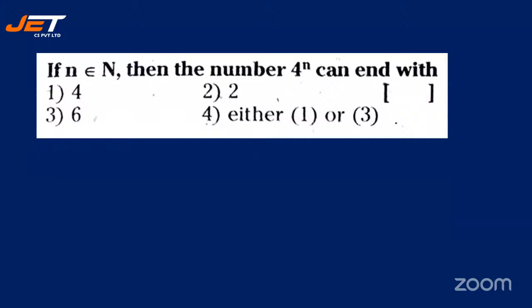All right, now let's see here. It is N is a subset of W is a subset of Z is a subset of Q. Now, if n is an element of N, then the number 4 power n can end with dash: 4, 2, 6, either 1 or 3. Understand the question.